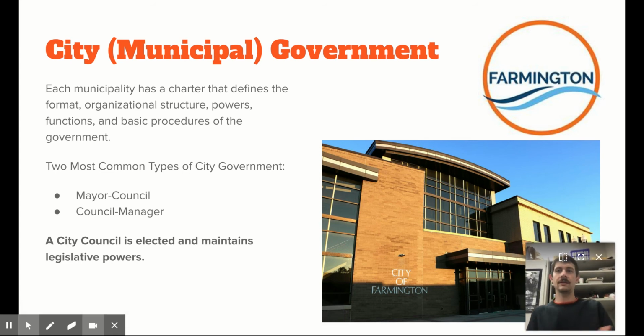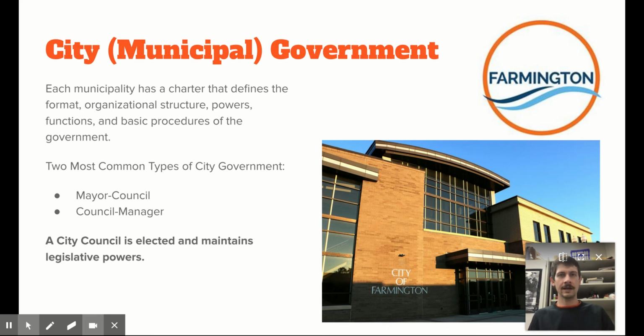At the level smaller than county, the municipal level, so city government. If you've ever heard the word municipal, it just means city government. They are organized around this thing called a charter, and a charter defines the format, the organizations, how this city is going to run its government. The two most common types of city government are mayor-council and council-manager. We'll talk about the powers of a mayor and a manager when we look at the local executive branch.